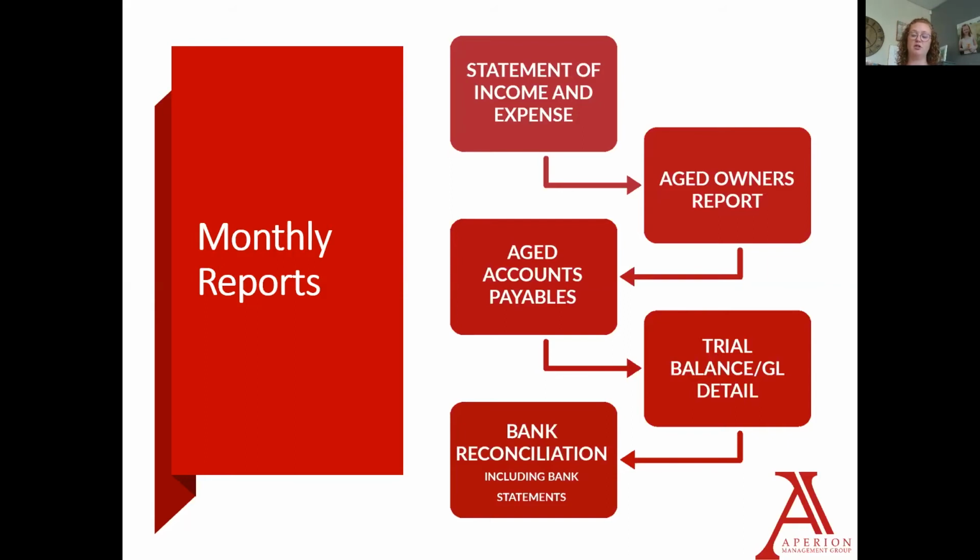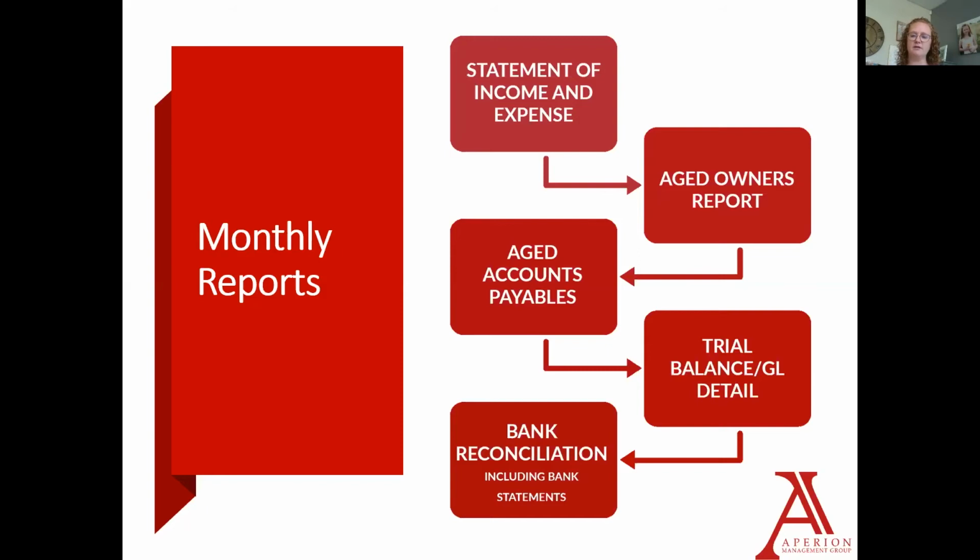Your trial balance or your GL detail. This is a report that as a treasurer, you may want to look at every month. This is going to tell you every transaction that happened in each GL category throughout that time period. It's definitely more information than a general board member may want to drill into, but this is going to give you all of that detail. If we spent $12,000 and we were set to spend 10, you can go to the trial balance or the GL detail and see where the other $2,000 in expenses came from, because it's going to show you every one of those transactions.